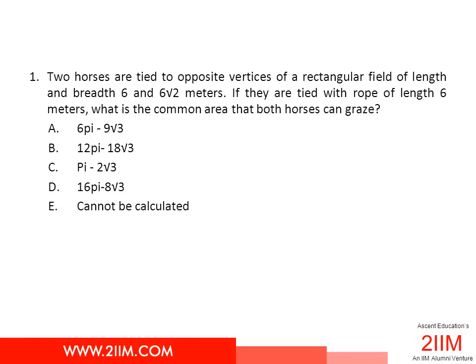Let's look at question number 1. This question reads thus: two horses are tied to opposite vertices of a rectangular field of length and breadth 6 and 6 root 2 meters. If they are tied with a rope of length 6 meters, what is the common area that both horses can graze?